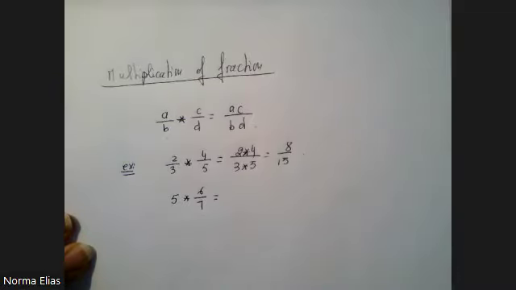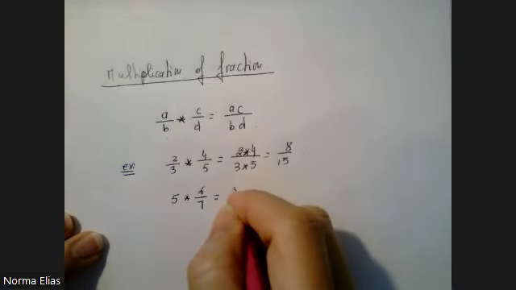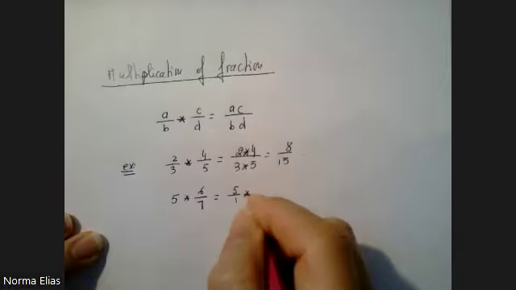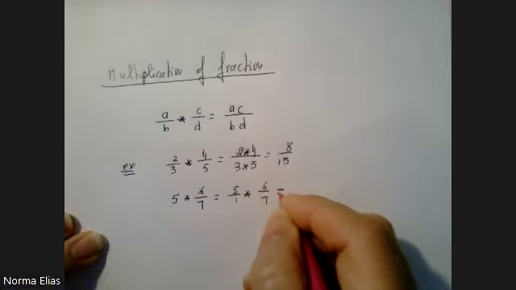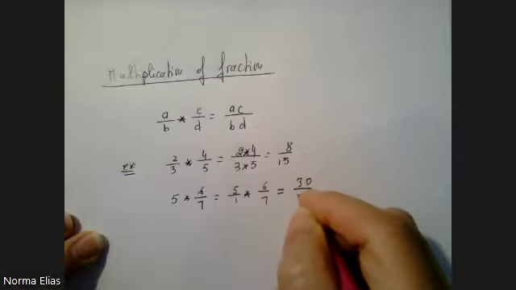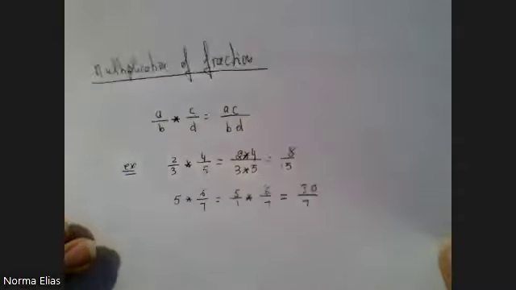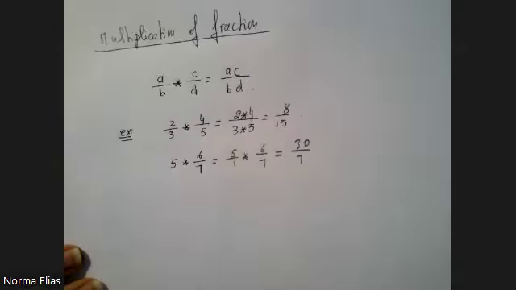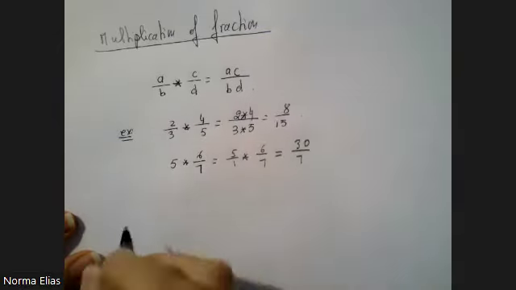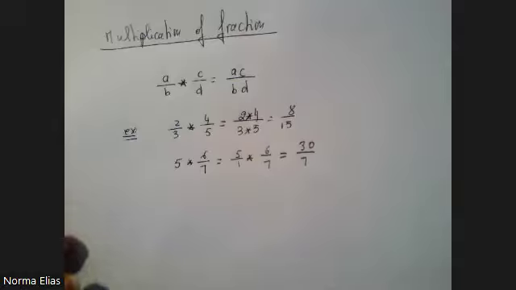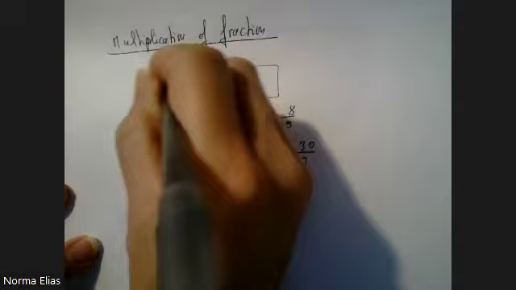Okay, can you guys give me the answer on chat, please? Quickly. 30. Exactly. 5 is 5 over 1, times 6 over 7. We multiply across: 30 divided by 7. So we have to be very careful how we multiply fractions. That's multiplication. There is nothing more I can tell you. I'm just reminding you of the rule of multiplication.